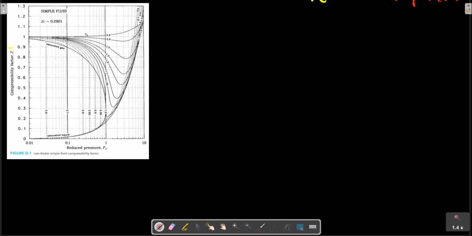Thus, this figure here is actually a generalized diagram for simple molecules, which means that it represents the average behavior for a number of simple substances. When such a diagram is used for a particular substance, the results will generally be somewhat in error. However, if PVT information is required for a substance in a region where no experimental measurements have been made, this generalized compressibility diagram will give reasonably accurate results. We need to know only the critical pressure and the critical temperature to use this generalized chart.